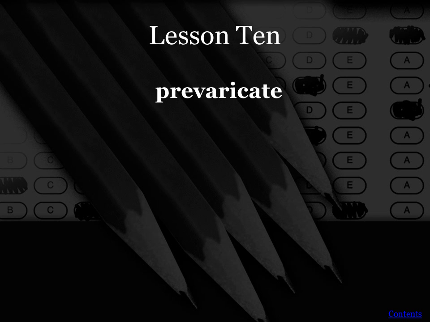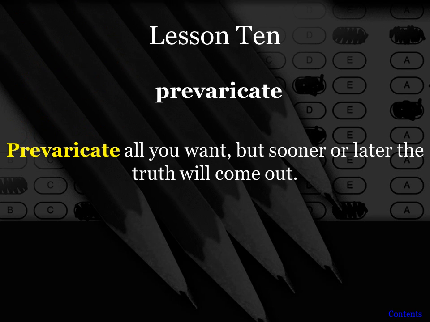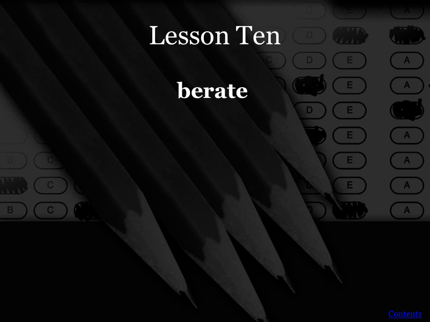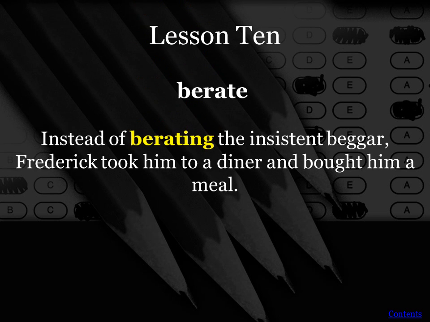Next word is prevaricate. This is actually a synonym of a word we had in lesson 9. Prevaricate all you want. You're doing something, so it's a verb. But, so we're going to have an opposite context clue. Sooner or later, the truth will come out. So the opposite is truth. So if you prevaricate about something, you lie about it. Synonym would be hedge.